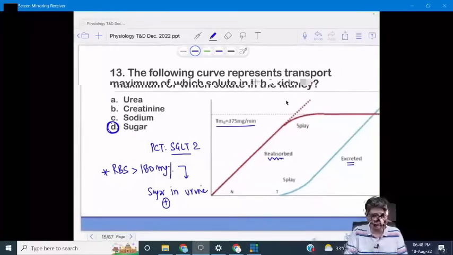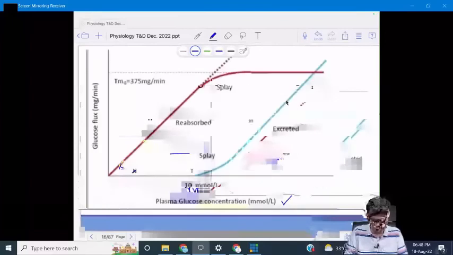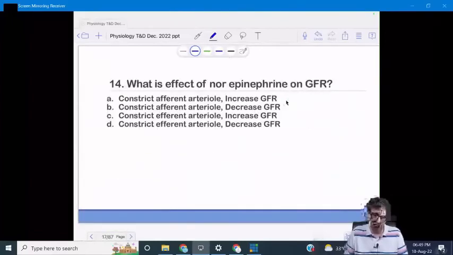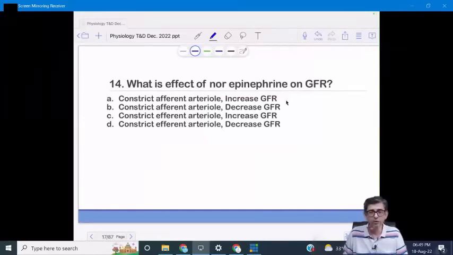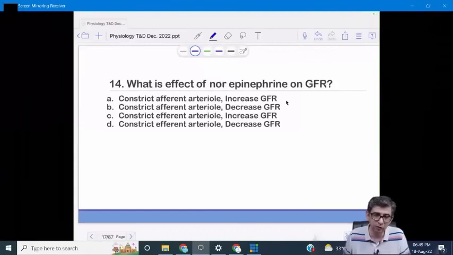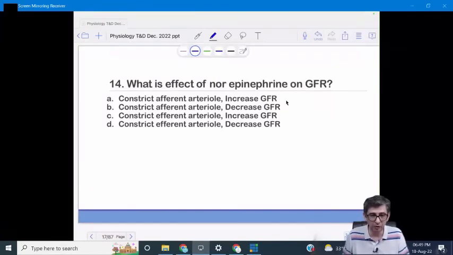Okay. Moving to question number 14. What is the effect of norepinephrine on glomerular filtration rate? Norepinephrine is a good vasoconstrictor. So you just have to select between whether it will be acting on the afferent arteriole or whether it will be acting on the efferent arteriole. So let's look at what you guys have answered here.